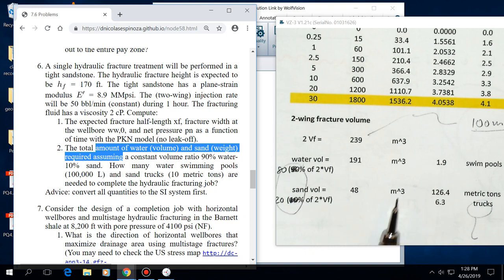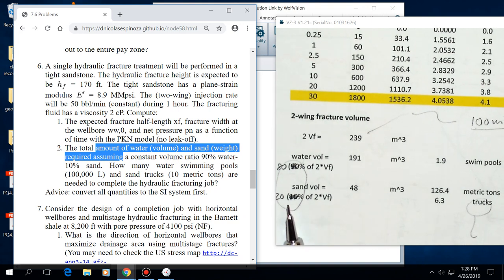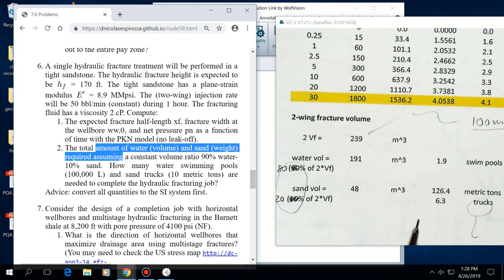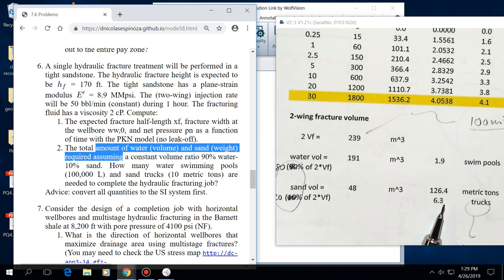The other part is the sand. In this case, the statement says 10%, but in this one I have 20%. For 20%, you can calculate the volume of that sand. And if you multiply the volume of that sand times the specific gravity of sand, which if the sand is made out of quartz is about 2.65, that will give you the weight of the sand.